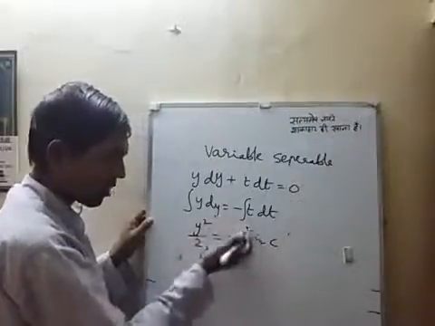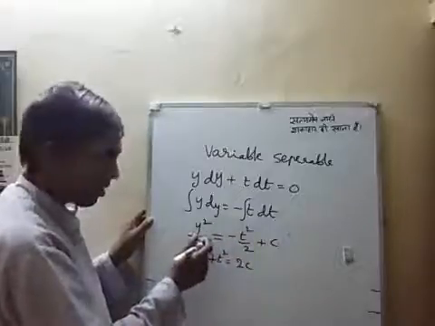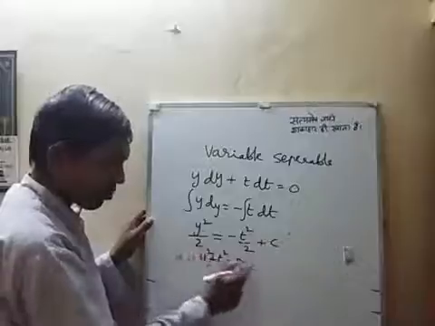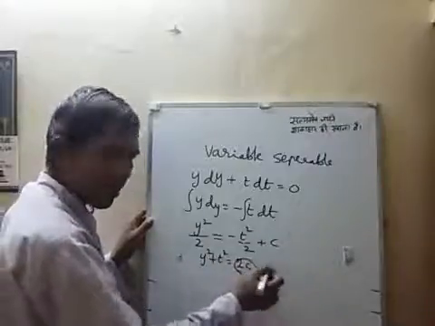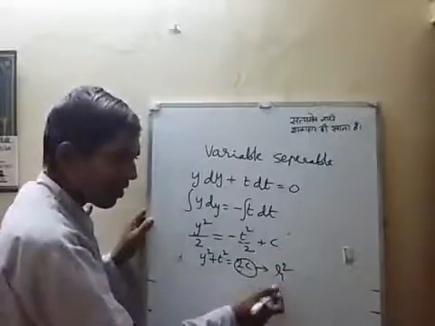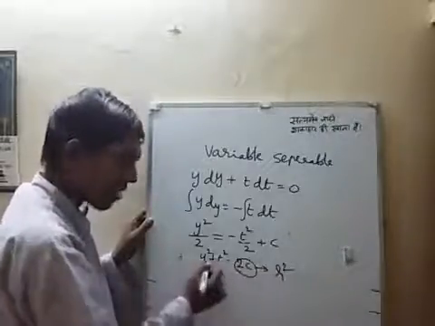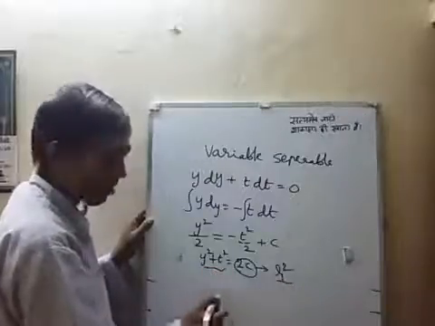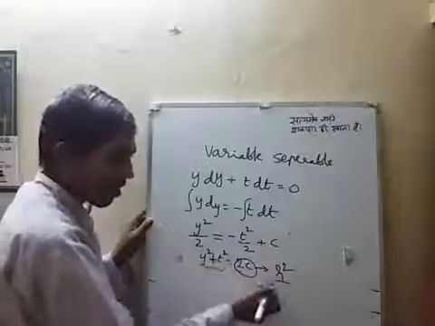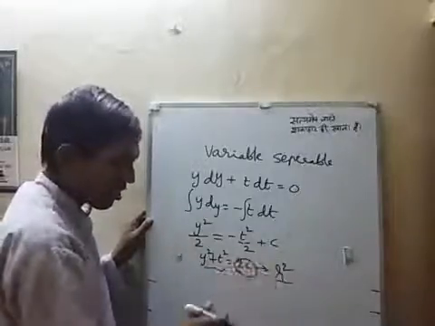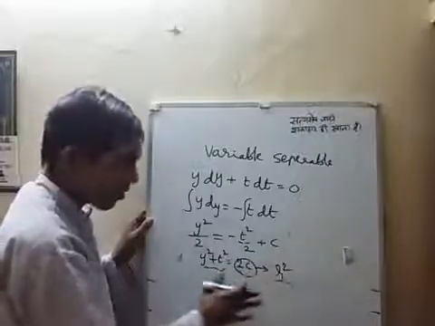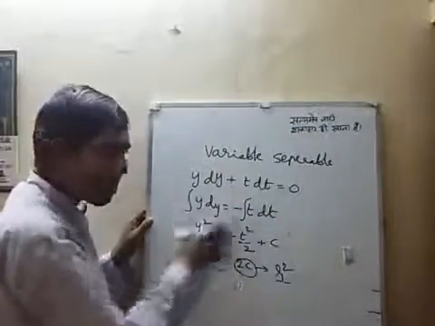Now I will write this as y square plus t square is equal to 2c. That means I am bringing this minus t square by 2 to this side, then taking the LCM, 2 is common. So y square plus t square is equal to 2c. This 2c I would like to write as r square. The advantage is I can interpret this as the equation of a circle, with 0 0 as the origin and r as the radius. If r is a real number, then we can think of it as a real circle. So this is one more example for the variable separable method.